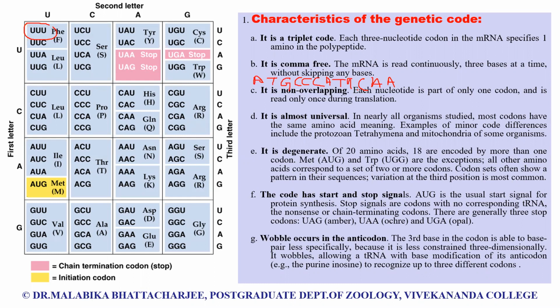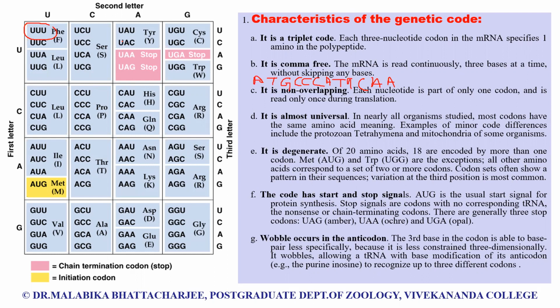It is continuous. The 3 bases are to be read at a time, and none of the bases are to be skipped while reading. So, as I said, I'm reading it ATG, CCC, ATG, CAA. This is the property of the genetic code being comma free.